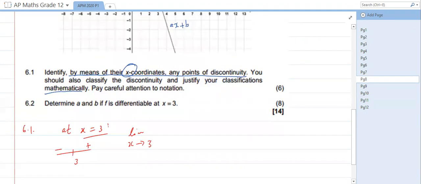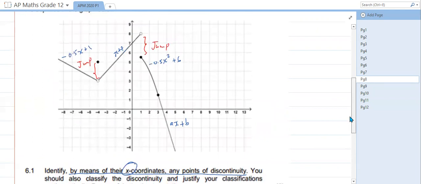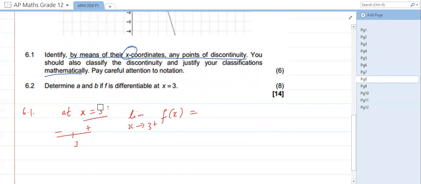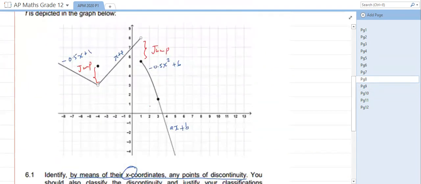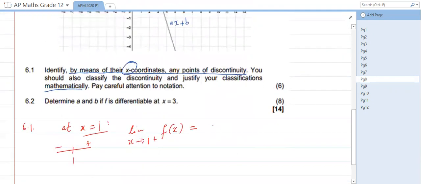So limit as x approaches 3 from the right of f of x, which is the entire function, is equal to, sorry, not 3, should be 1. Limit as x approaches 1, not 3, because we said at 1 there is a discontinuity here. Right, so limit as x approaches 1 from the right, you can see it's touching this graph, which is approximately 5.5, or if you substitute 1 in this function, I'm getting negative 0.5 plus 6. So what I'm getting here is 5.5.